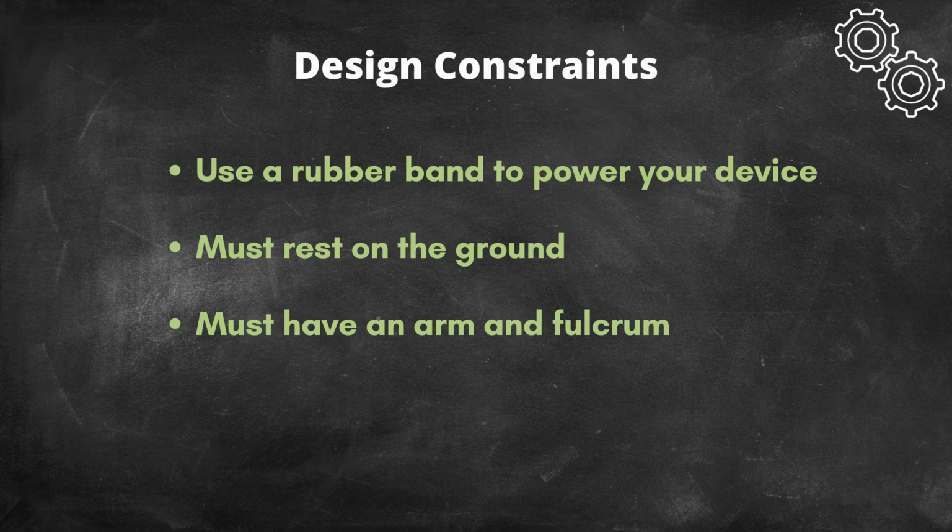Hello class, in today's mission, your challenge is to design and build a device with the goal of launching a ping pong ball to knock over a tower. So design constraints are: use a rubber band to power your device, must rest on the ground, must have an arm and fulcrum. An arm just means something that will hold our ping pong ball and launch it. A fulcrum is the point the arm rotates around.